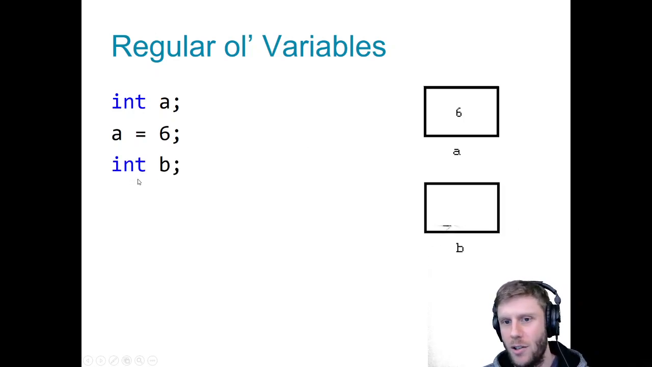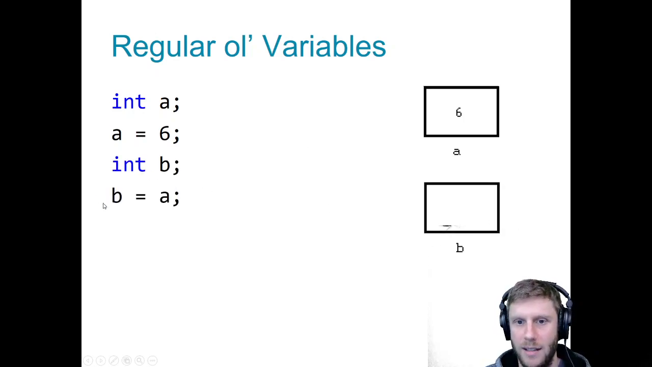I create an integer b. Okay, great. And then I say b equals a. Oh, okay, so in this case, it's going to make a copy. Hopefully you saw that animation. I'm going to do it again because I'm really impressed with my PowerPoint animation skills. So when I say b equals a, I make a copy of whatever's in a and put it in b. See? Copy.